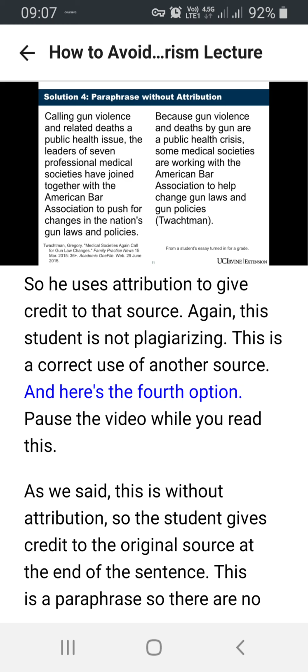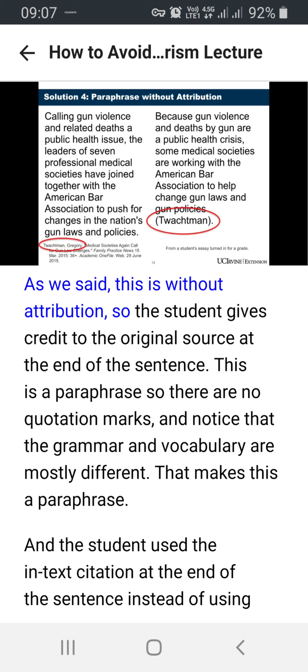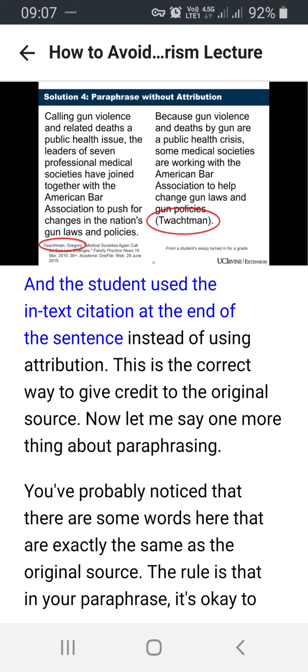And here's the fourth option. Pause the video while you read this. As we said, this is without attribution, so the student gives credit to the original source at the end of the sentence. This is a paraphrase, so there are no quotation marks, and notice that the grammar and vocabulary are mostly different. That makes this a paraphrase. And the student used the in-text citation at the end of the sentence instead of using attribution. This is a correct way to give credit to the original source.